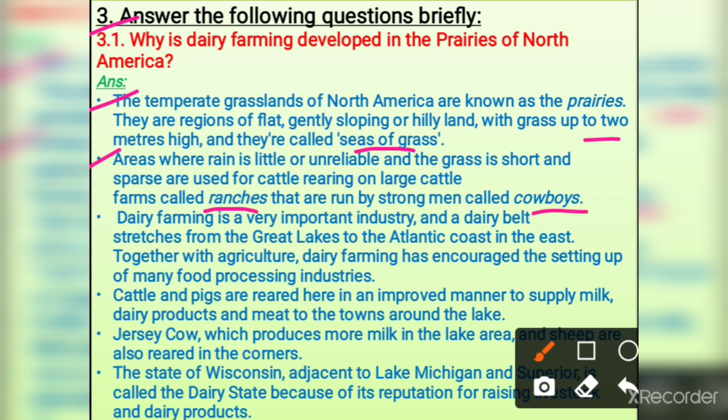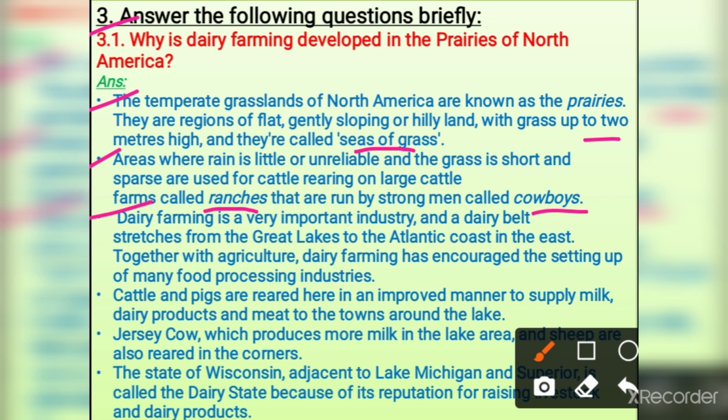Actually, areas where rain is little, that means areas of little rainfall, and the grass is short and sparse are used for cattle rearing. That means those areas where rainfall is not adequate are used for cattle rearing on large cattle farms called ranches. That means large cattle farms in these areas are known as ranches, and they are run by strong men called cowboys.